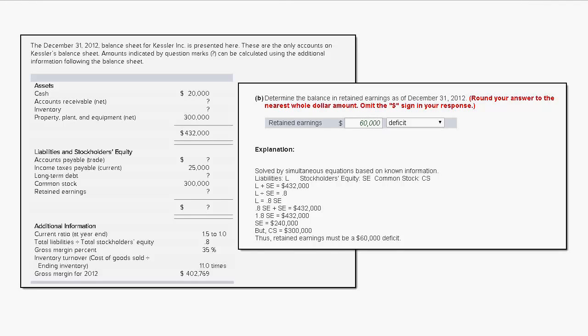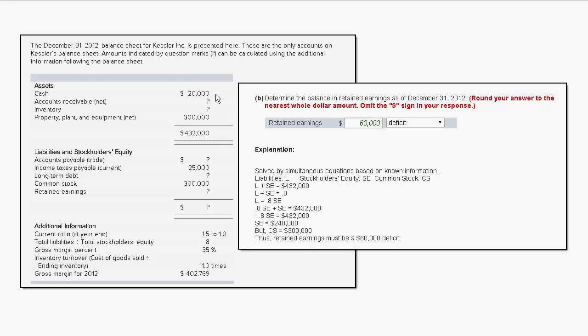Okay, hi everyone. Let's take a look at this balance sheet and stockholders' equity problem. Here's the information on the left part of the screen, and I'll move the mouse off of it and I'll read it to you. It says December 31st, 2012, the balance sheet for Kessler Inc. is presented. These are the only accounts on Kessler's balance sheet. Amounts indicated by a question mark can be calculated using the additional information.